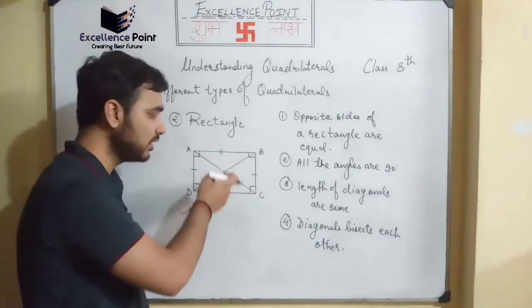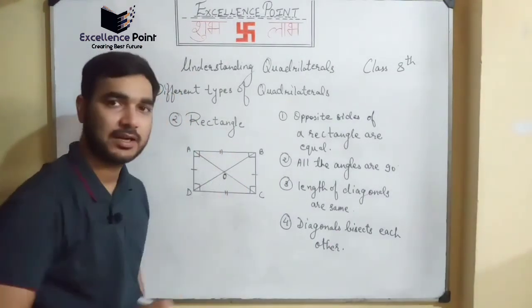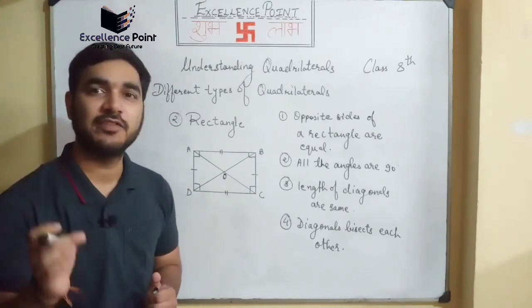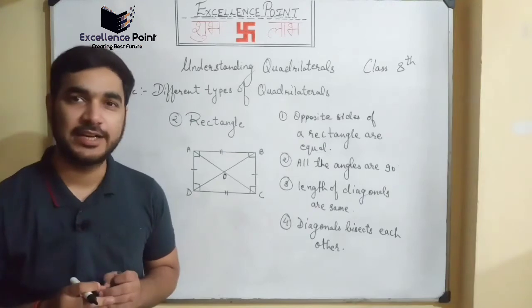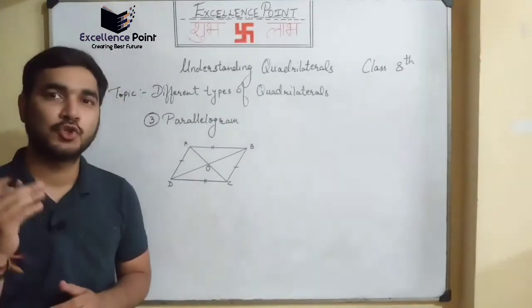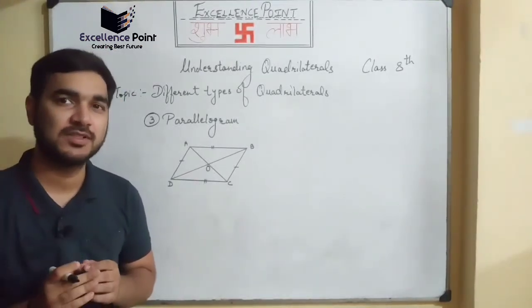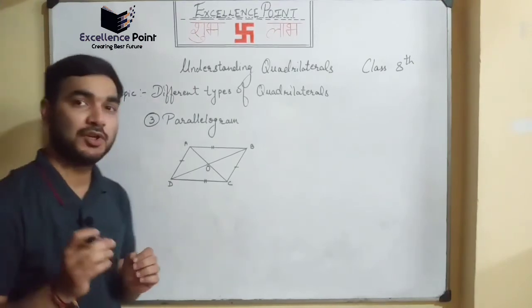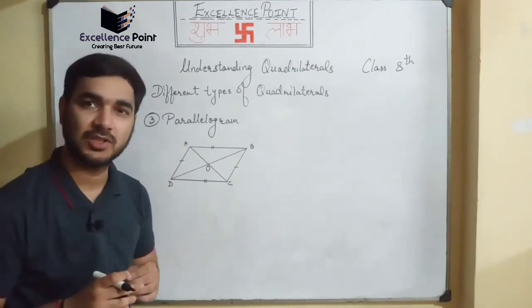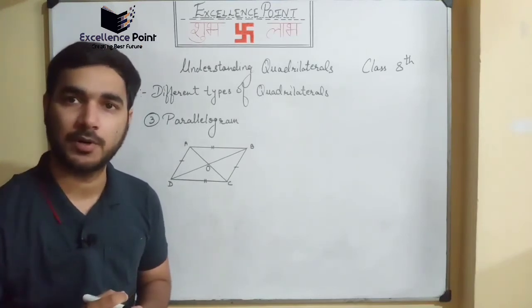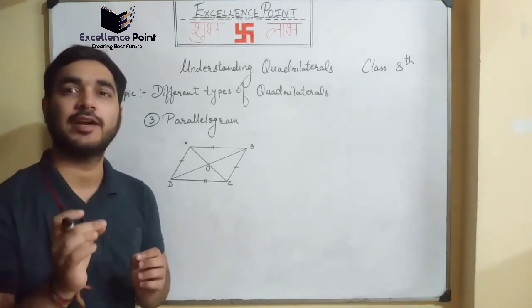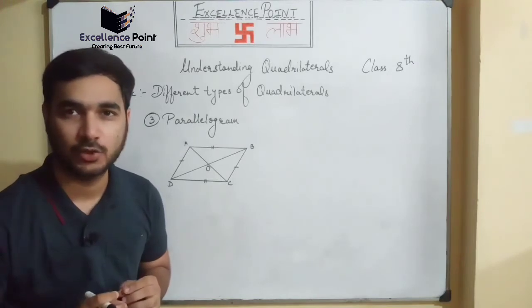You will also see that the opposite sides are parallel. At that time we will say that it is a parallelogram. So coming back to our next quadrilateral. Students, the third quadrilateral which we see is a parallelogram. Now a parallelogram is a very special quadrilateral. Why? Because it has the maximum number of properties. All squares and rectangles are also parallelograms.